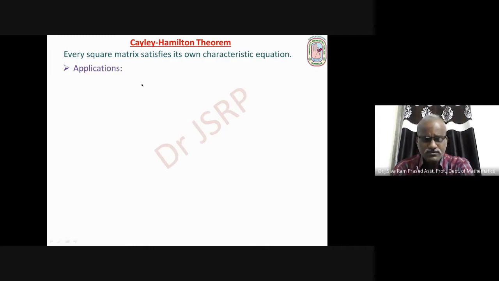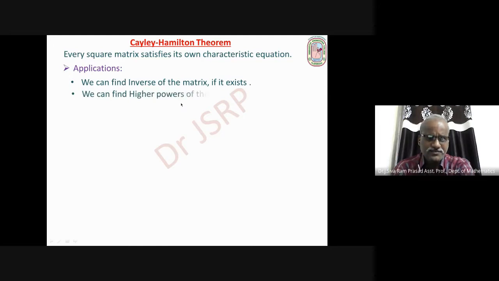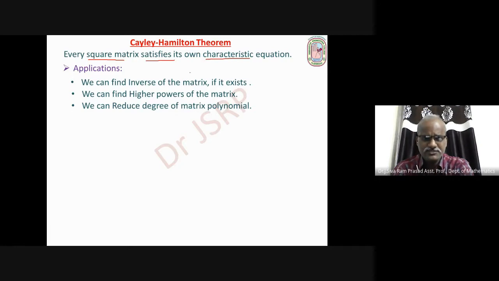Applications: by using this Cayley-Hamilton theorem, we can find inverse of a matrix, if it exists. And also we can find higher powers of the matrix. And also we can reduce higher degree matrix polynomials. We can reduce degree of matrix polynomial. So these are the applications of this Cayley-Hamilton theorem. Cayley-Hamilton theorem means every square matrix satisfies its own characteristic equation. That means we get a matrix polynomial identity.